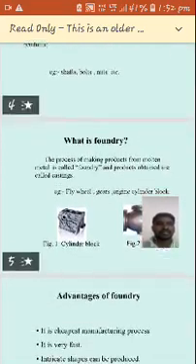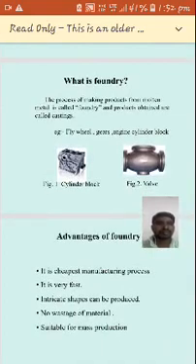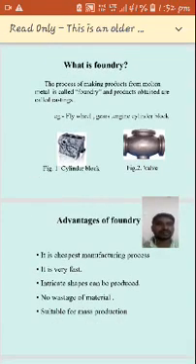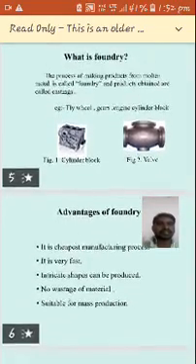Okay. See, actually what is foundry? Foundry is a process of making products from molten metal. The products obtained are called casting products. Generally these casting products are flywheels, gears, engines and cylinder blocks. These are all products which are obtained from castings.